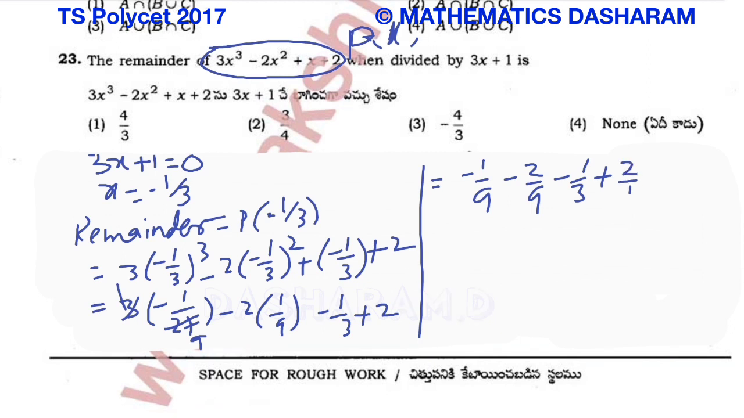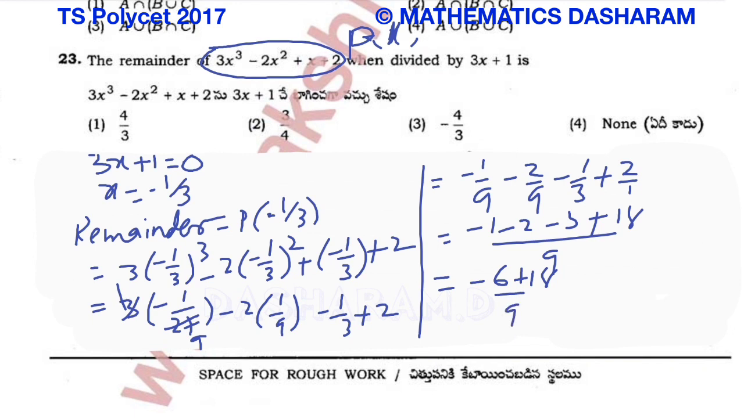Here take the 2 as 2 by 1. The overall LCM is 9. Minus 1 minus 2 minus, here 9 in 3 table, 3 threes are 9. 9 in 1 table, 9 twos are 18. Minus 1 minus 2 minus 3, minus 3 minus 3 minus 6 plus 18 by 9, so plus 12 by 9. 3 fours are 12, 3 threes are 9, so 4 by 3. So here option 1 is correct.